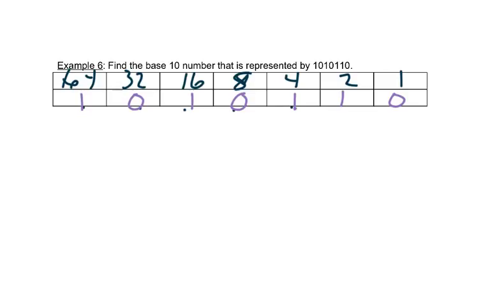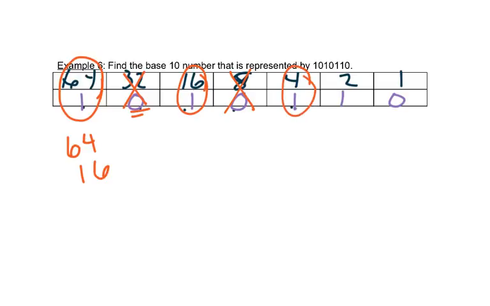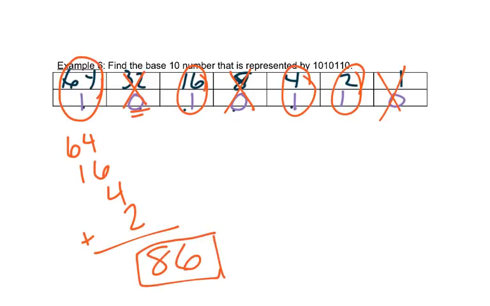So let's go back to this problem here. Here this tells us that we're going to use 64. We're not going to use 32 because of the 0. We're going to use 16. We're not going to use 8 because of the 0. We're going to use 4. We're going to use 2, but we don't want the 1 because of the 0. So if we add those up, we get 86 as our base 10 number.